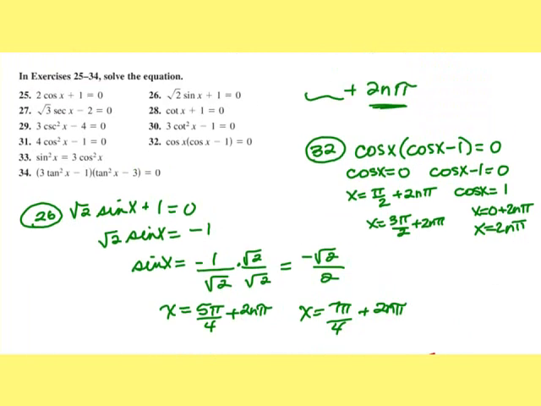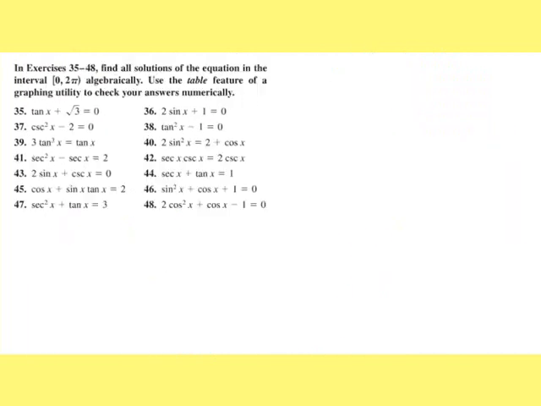Now let me go on to some other problems. We now want to find solutions just within one rotation of the unit circle, and you can certainly use your calculator's table to check any of these. Let's continue with some other types of problems. So for this next step, we're going to find solutions just in one rotation of the unit circle. We can certainly use the graphing calculator to check our work.